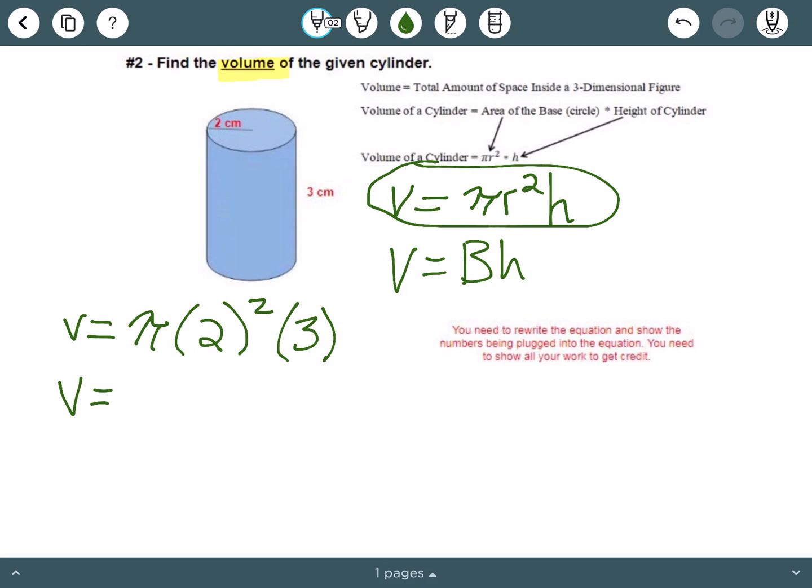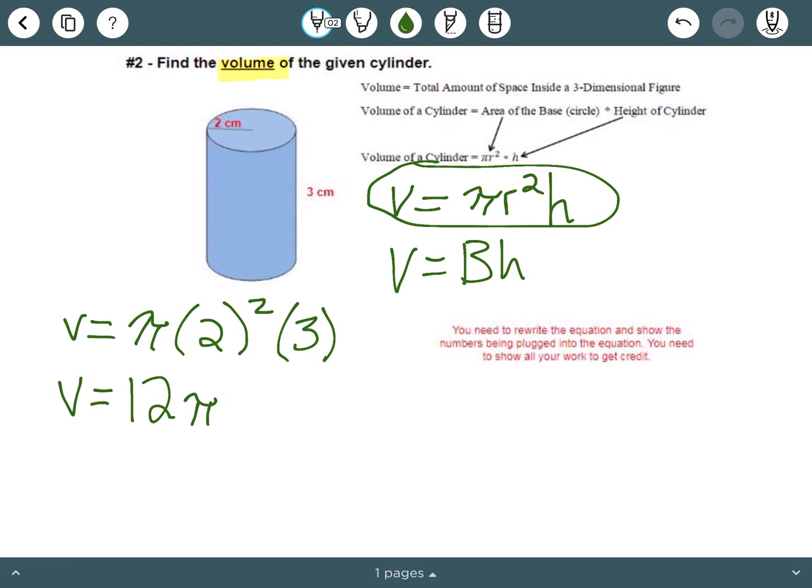And it's going to give you an answer in terms of pi. So it's going to be 12 pi. So keep in mind that volume measures the space inside of the figure, which is a cylinder in this case. So if I were to pop the top off of that cylinder and fill it with water, this is how much water could I fit in my cylinder, or sand, or dirt, or whatever I might be filling the cylinder with. How much will fit?